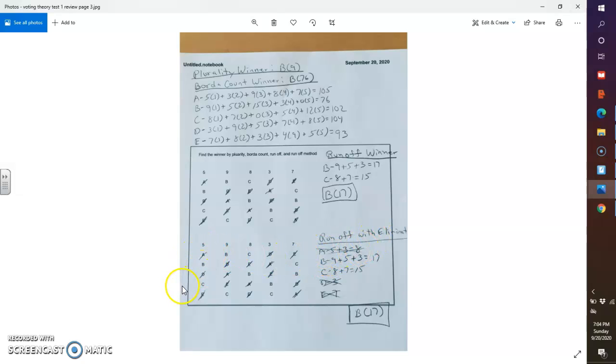So now I eliminate A. A goes, and those 5 first place votes A had go to B. But also, the 3 first place votes that A earned when we eliminated D, they now go to B as well. So B wins with 17. So this one's a little trickier.